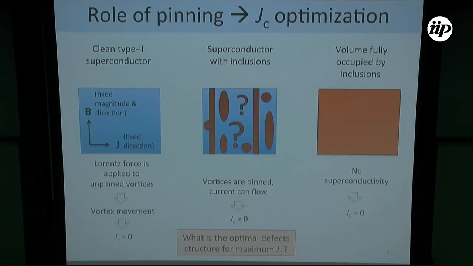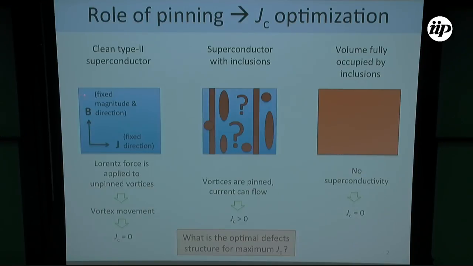So let me formulate the problem in a more mathematical way. Let us consider the superconductor, fix the amplitude and the direction of the magnetic field, and fix the direction of current. This is a little bit unusual because usually you fix the landscape and change the magnetic field, temperature, and stuff like that. But here we fix the magnetic field and temperature, and change a pinning landscape and describe the dependence of the critical current on this landscape.